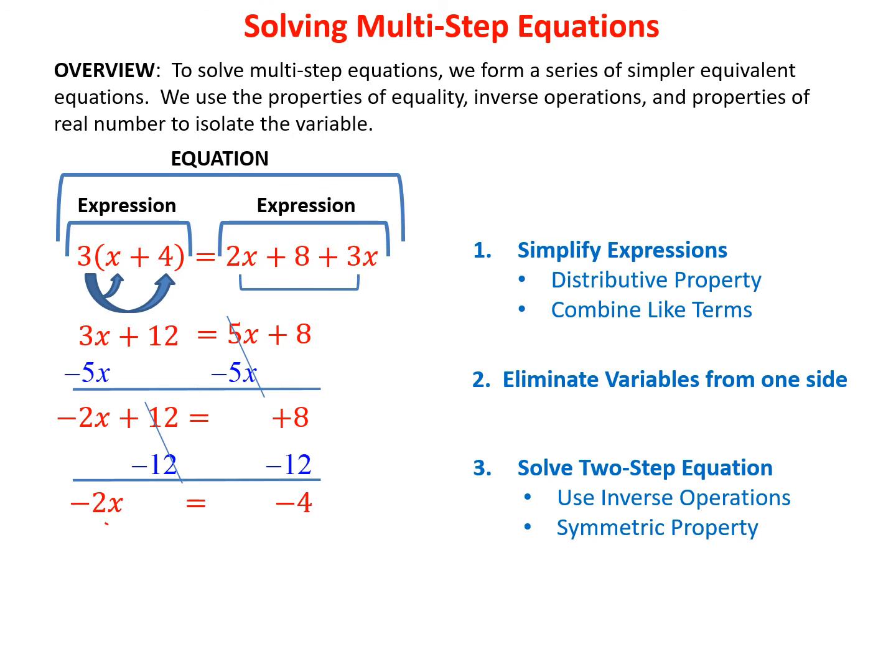Now, at this point, we want to undo the minus 2 times x. So to undo minus 2 times x, I'm going to divide by minus 2. If you divide by just positive 2, you'll still have a negative. You need to undo the negative as well. And so then we end up with our answer, x equals 2.